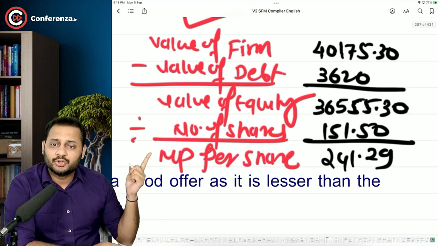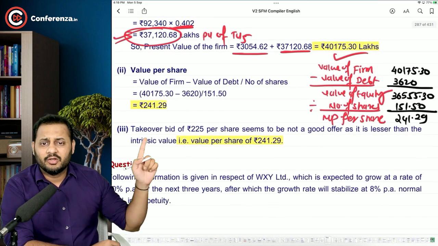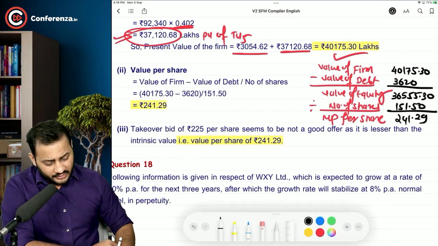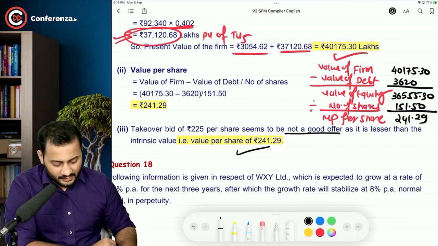My share's price is 241.29 and you are paying me 225 rupees. Takeover bid of 225 per share is not a good offer, as it is lesser than the calculated price by us, 241.29. Easy? Let's move on.